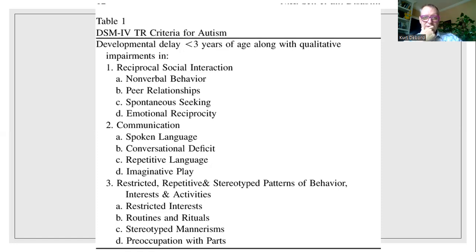But we're looking at developmental delays of greater than 3 years of age, along with impairments in social interactions. And we'll talk about some of this. Communication with other people. Patterns of behavior that either are restricted or very repetitive or stereotyped. We'll get into that as we walk through this, but I just want to give you a brief version of the criteria for autism in the DSM-4.